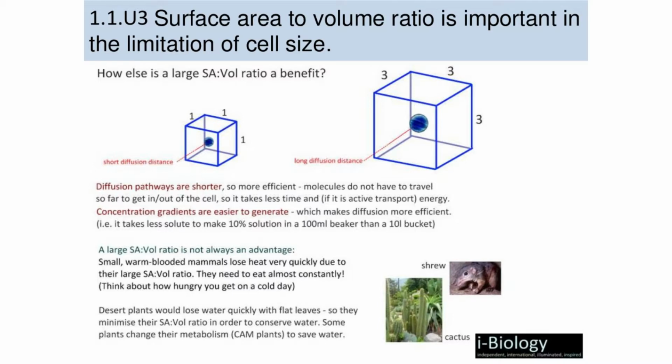Diffusion pathways are shorter in a smaller cell because molecules don't have to travel a longer distance as in a bigger cell. And also concentration gradients are easier to generate in a smaller cell. But a small cell is not always beneficial because the large surface area to volume ratio can actually be a detriment to some organisms. An example would be desert plants. Desert plants lose water quickly because it's very hot and sunny in the desert. So when there is a large surface area, it allows for more water to be evaporated.